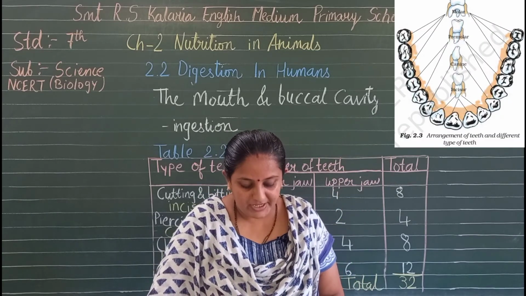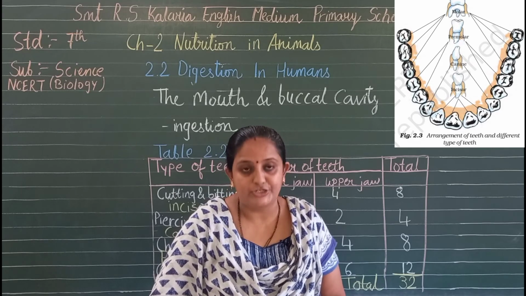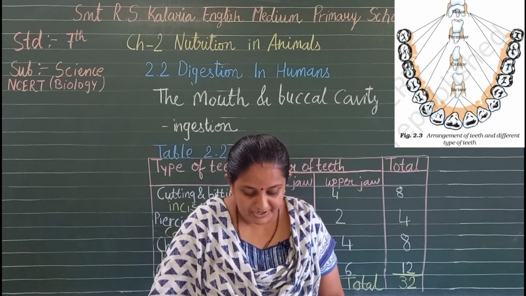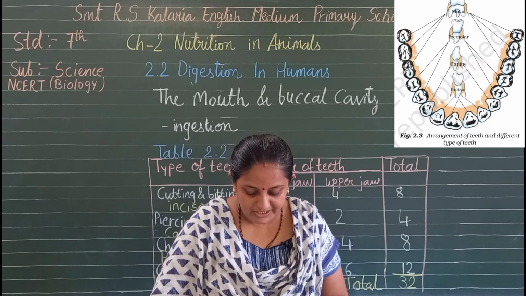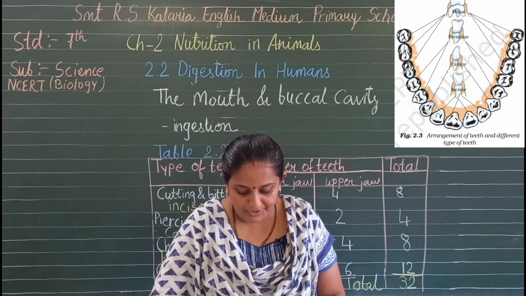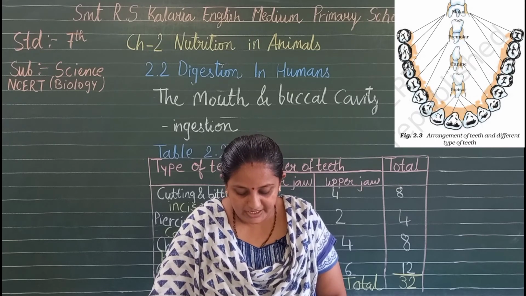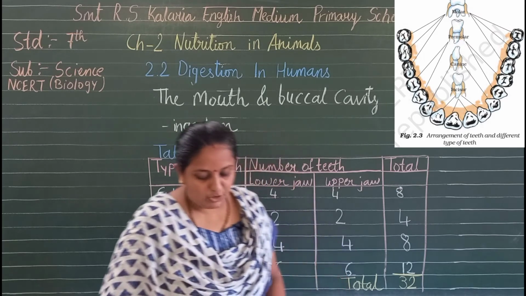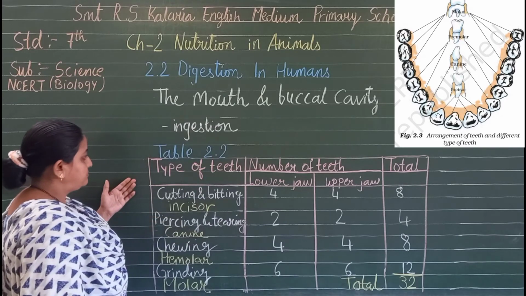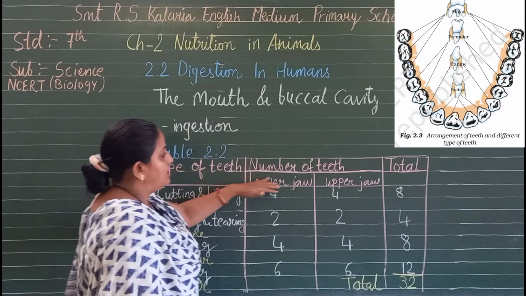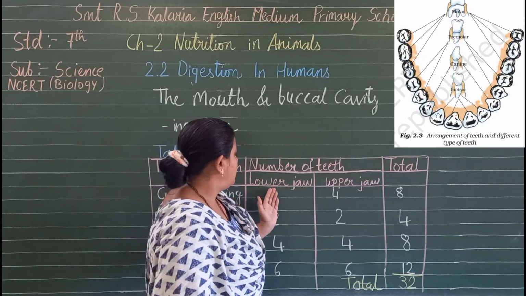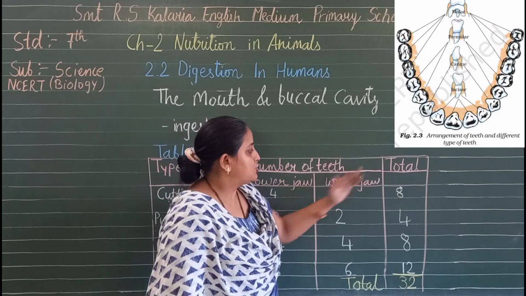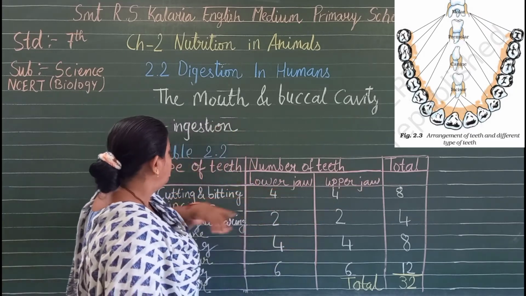Now our teeth vary in appearance and perform different functions. Accordingly they are given different names. Now over here, Activity 2.2, a Table 2.2 is given about the teeth you have to identify. Let's see Table 2.2: type of teeth, number of teeth present in both upper jaw and lower jaw, as well as total number of teeth in a particular socket.